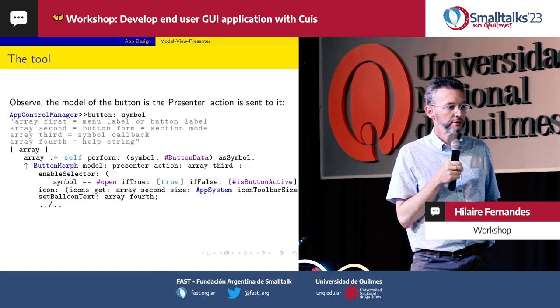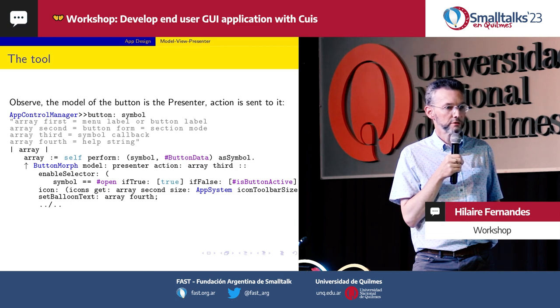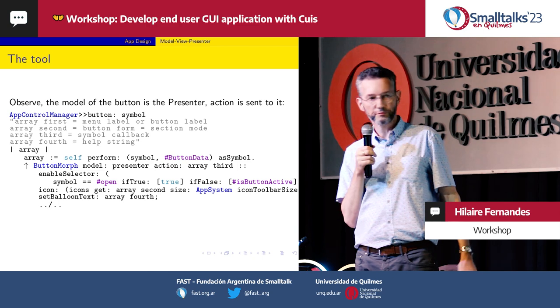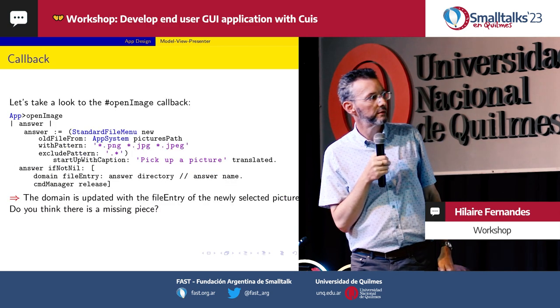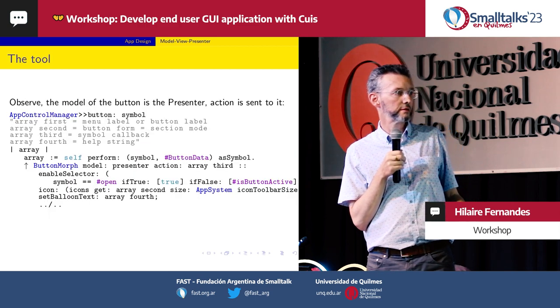So you see set balance text, we use the fourth, which is just the help string and the structure. Oh, the icons, yeah, maybe the icons I will tell you later. Okay, so now we have this.